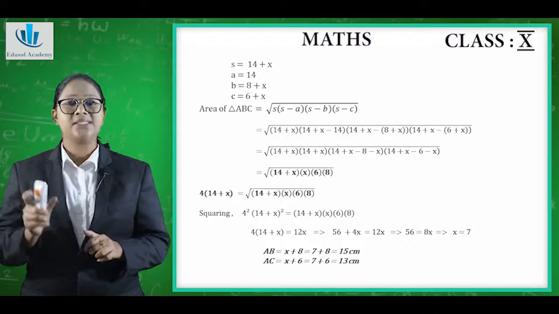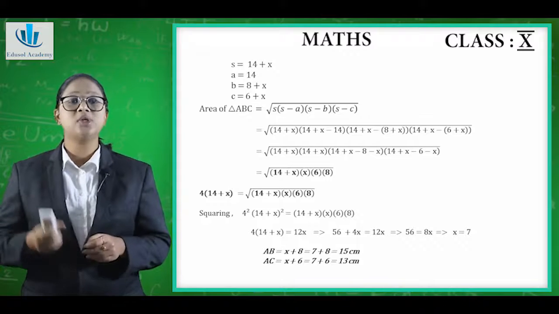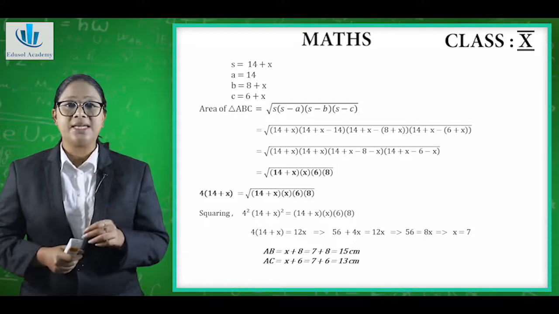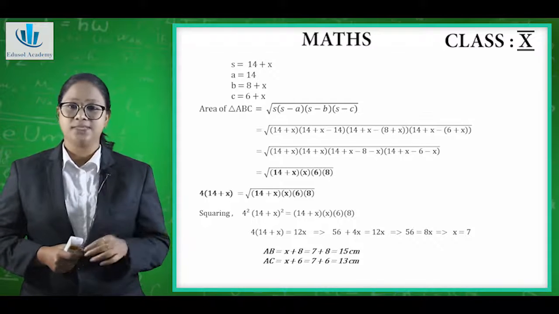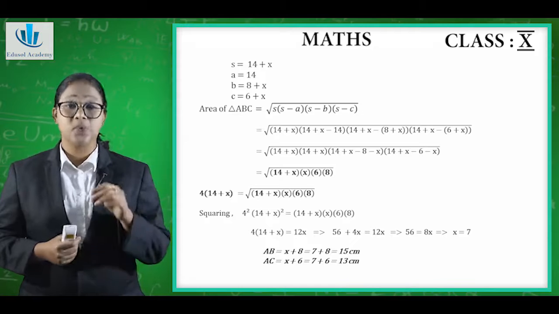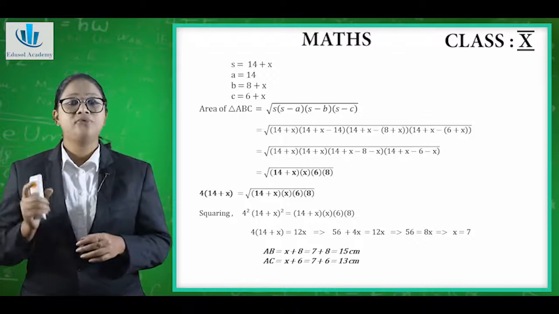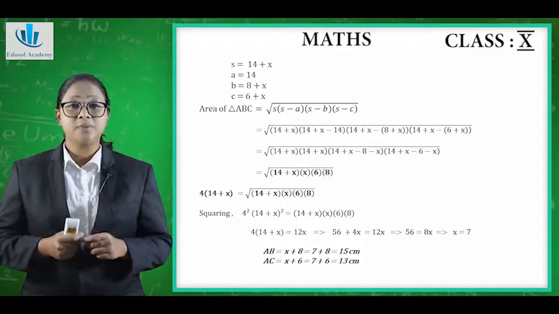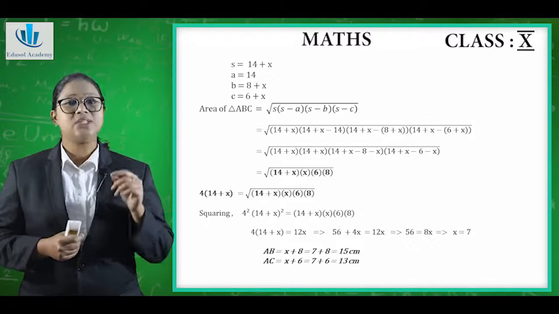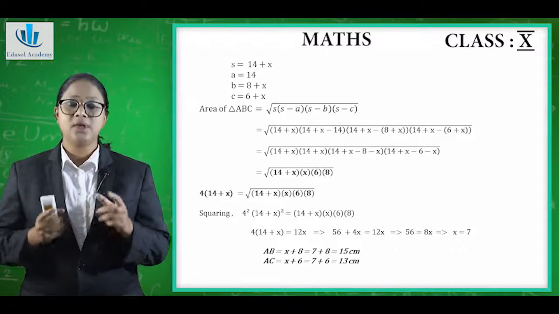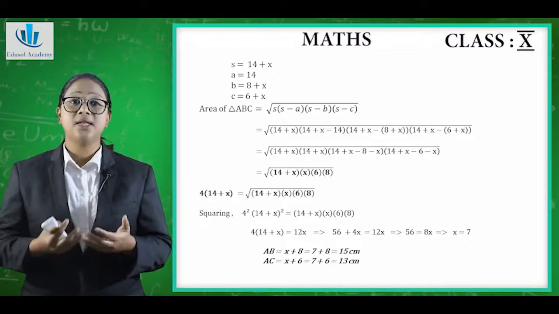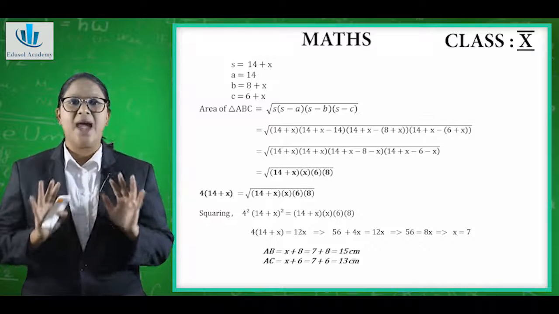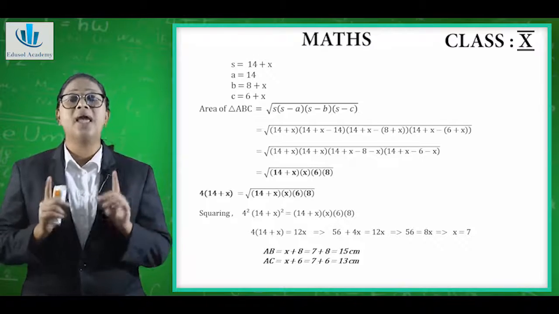Now we may equate LHS and RHS. So LHS was 4 into 14 plus x and RHS was root of 14 plus x into 6 into 8. We may square on both sides to eliminate the square root. So we will get 4 square into 14 plus x the whole square is equal to 14 plus x into 6 into 8. Now this is a little bit tricky. We will have the tendency to open the brackets and make it more complex. Rather than opening the bracket, keep them as it is.